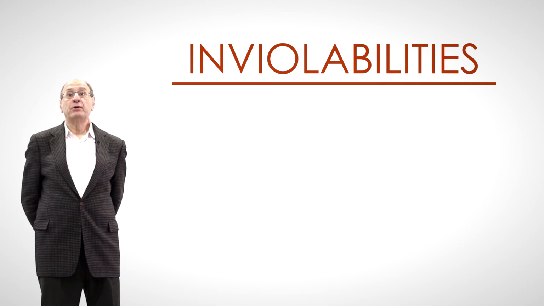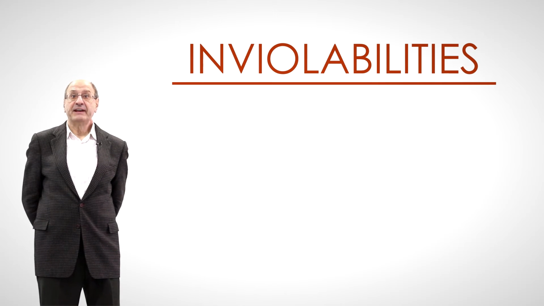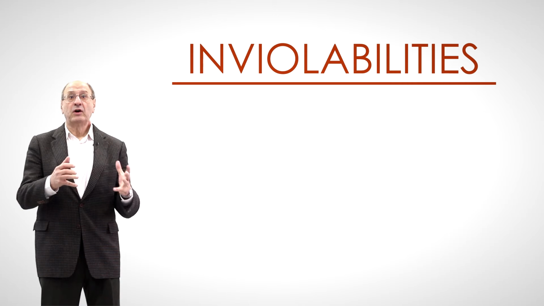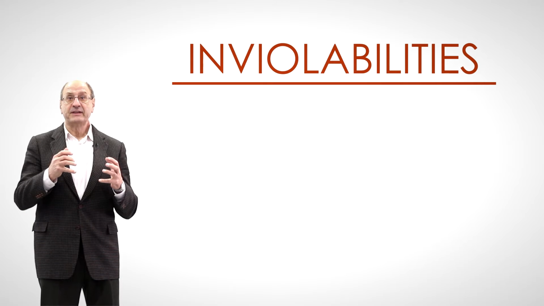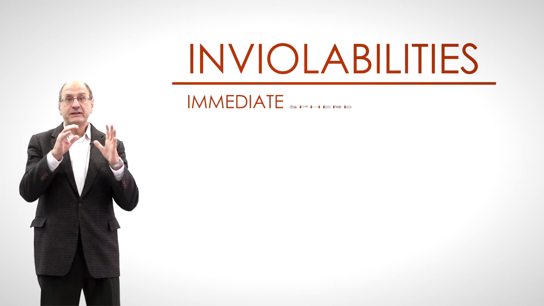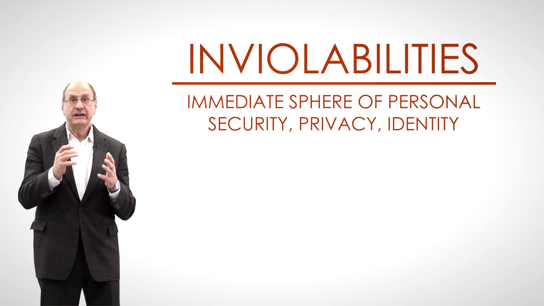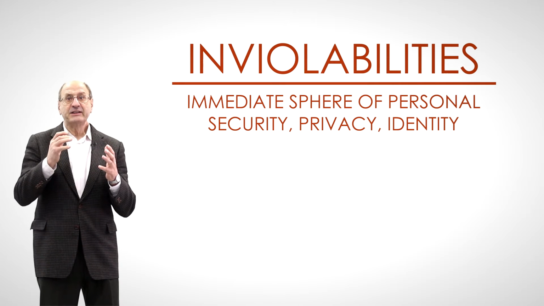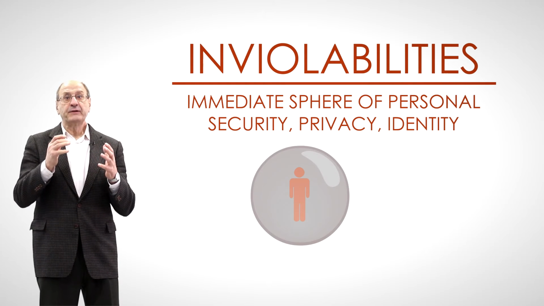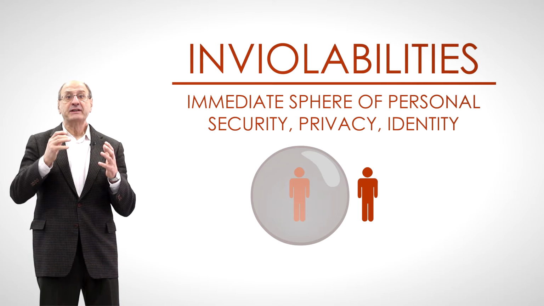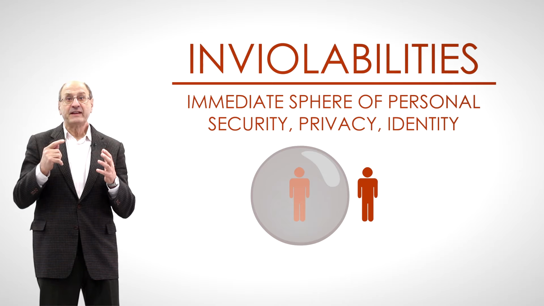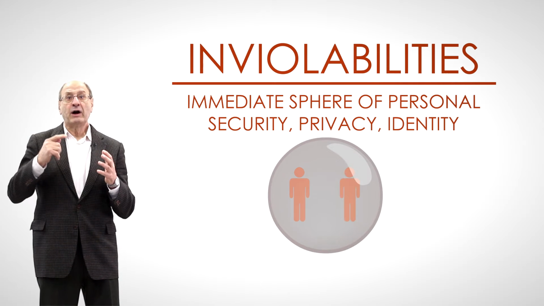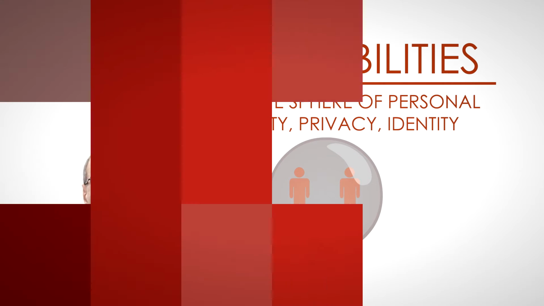These are the civil and political rights that pertain to the most intimate ambit of the individual. The generic value underlying this first group of civil and political rights is the protection of the immediate sphere of personal security, privacy, identity of the person. It is the sphere to which each particular individual should have sole control of access. This means that it's up to him or her to allow others to have access.